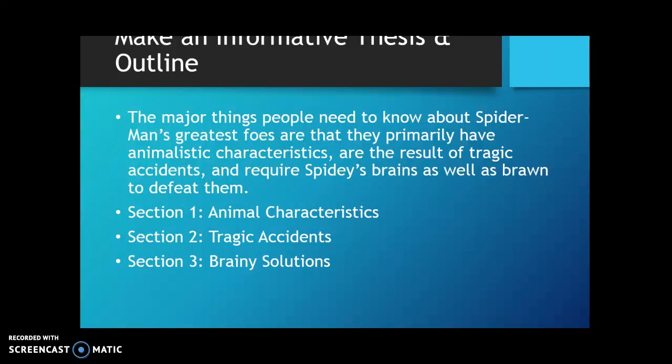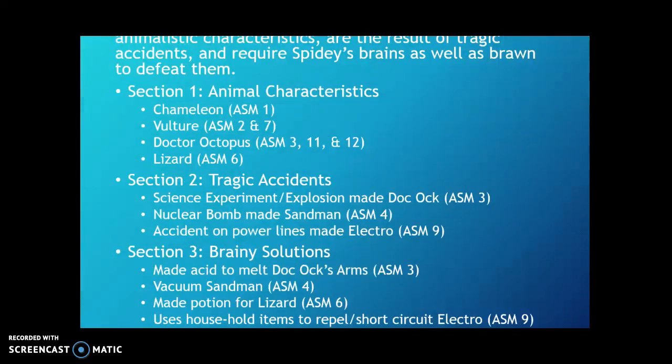So I just wrote it like this: the major things people need to know about Spider-Man's greatest foes are that they primarily have animalistic characteristics, are the result of tragic accidents, and require Spidey's brains as well as brawn to defeat them. So animal characteristics, tragic accidents, brainy solutions. You can get the sense of how my sections are starting to develop here. And if I wanted to make it into an outline, I'm sorry, see it got cut off again there. But it would just look like this, where I've got the different sections and all of my sources, all my different ideas, right?